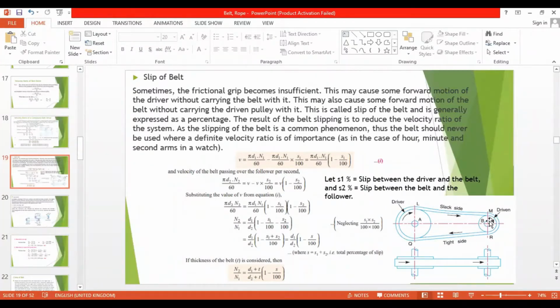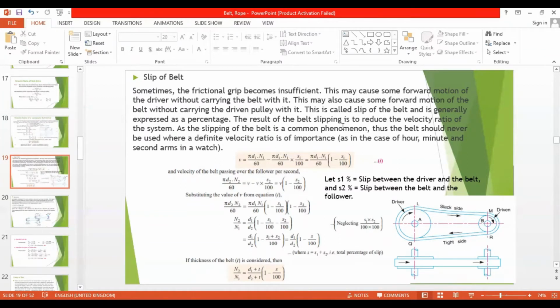So there is a mismatch in the relative velocity. This is called the slip of the belt and is generally expressed as a percentage. Most of the time we give some compensation for this type of loss, because we won't expect 100% efficiency everywhere. So we may express the slip as a percentage, for example 2% or 3% of slip occurring.